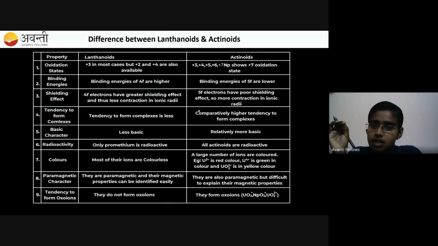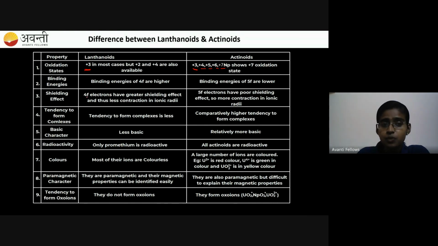And the difference between lanthanoids and actinoids is shown to you. Just take a screenshot of it. So this is your oxidation state. +3 is the most common state for lanthanoids. And here also +3 is the most common, but some others are also possible because of comparable energy levels. And binding energies of 4f are higher, 5f are lower.